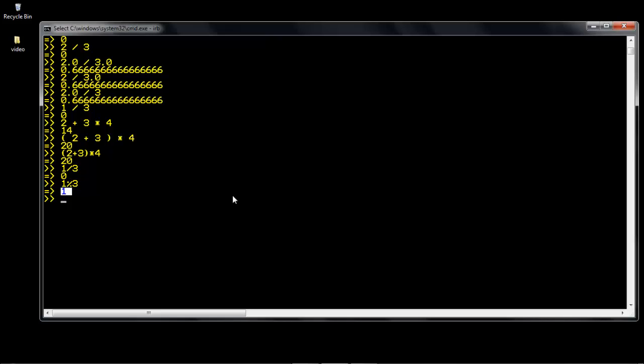Now 1 divided by 3 is 0, remainder 1. What about 2 mod 3? The answer is 2. 2 divided by 3 gives you 0 with the remainder of 2. So this mod operator is very useful in certain circumstances.